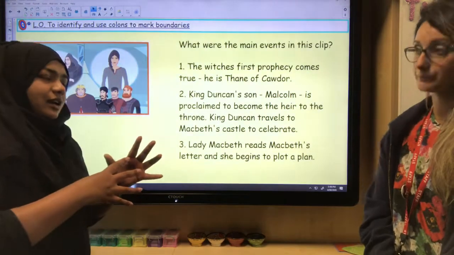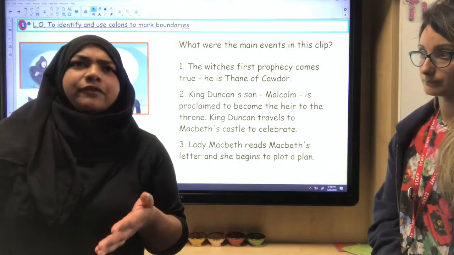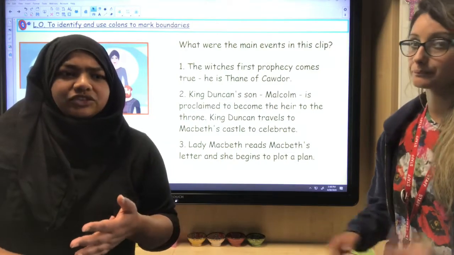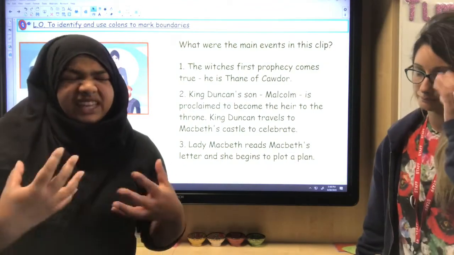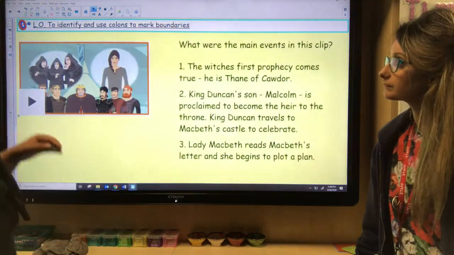So we know in the letter, Macbeth writes to Lady Macbeth saying that we've met these 3 witches. The first prophecy has come true. They also mention that I'm going to become the king of Scotland, and then Lady Macbeth really wants that to happen. So she's plotting or scheming a plan.